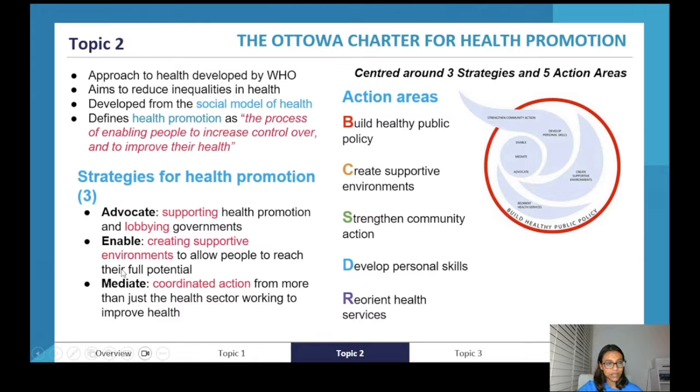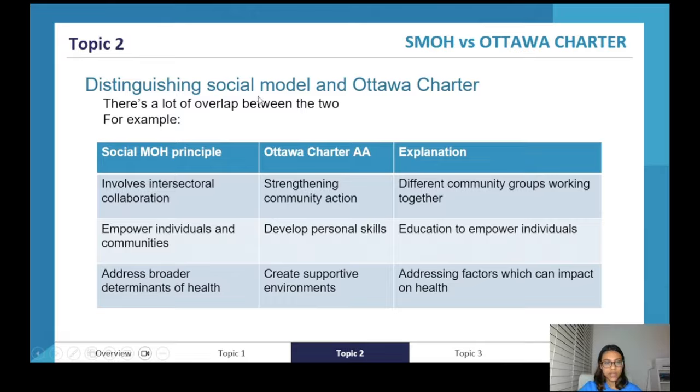So advocating, enabling, mediating, and then you've got the action areas. Action areas are super key, so have examples for each of them with the different health risks as well, like smoking, skin cancer, and road safety.